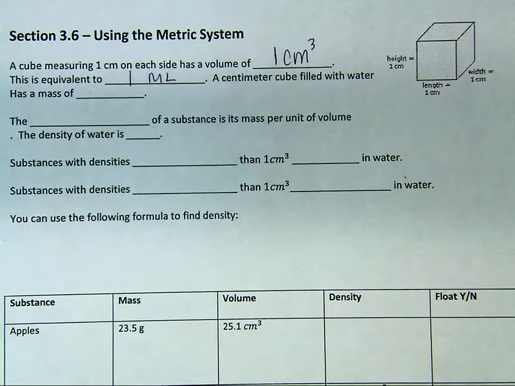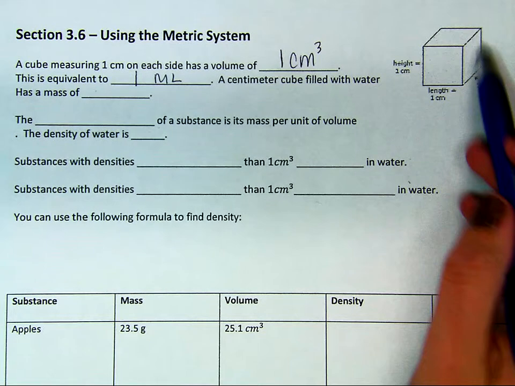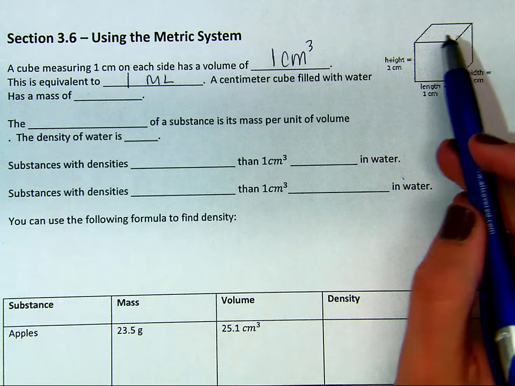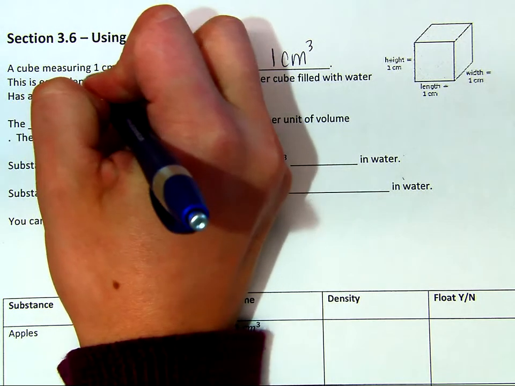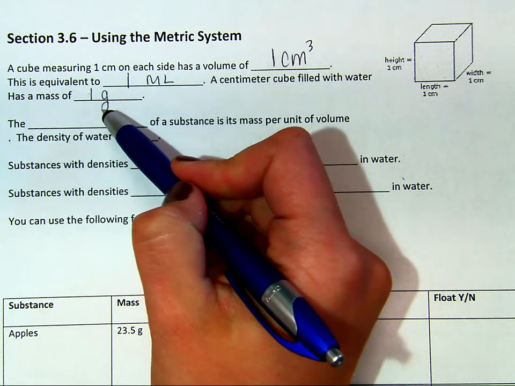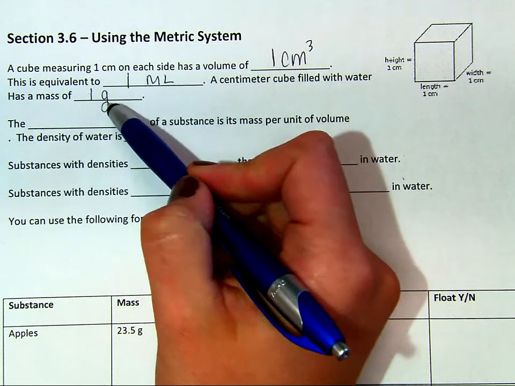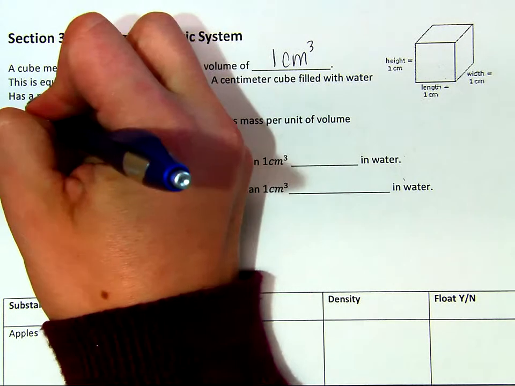So that's a metric unit, milliliter. A centimeter cube filled with water, so if I were to fill this cube with water, it would have a mass of 1 gram. So 1 gram, that's the unit we're going to use when we're talking about mass. Okay, next we're going to talk about density.